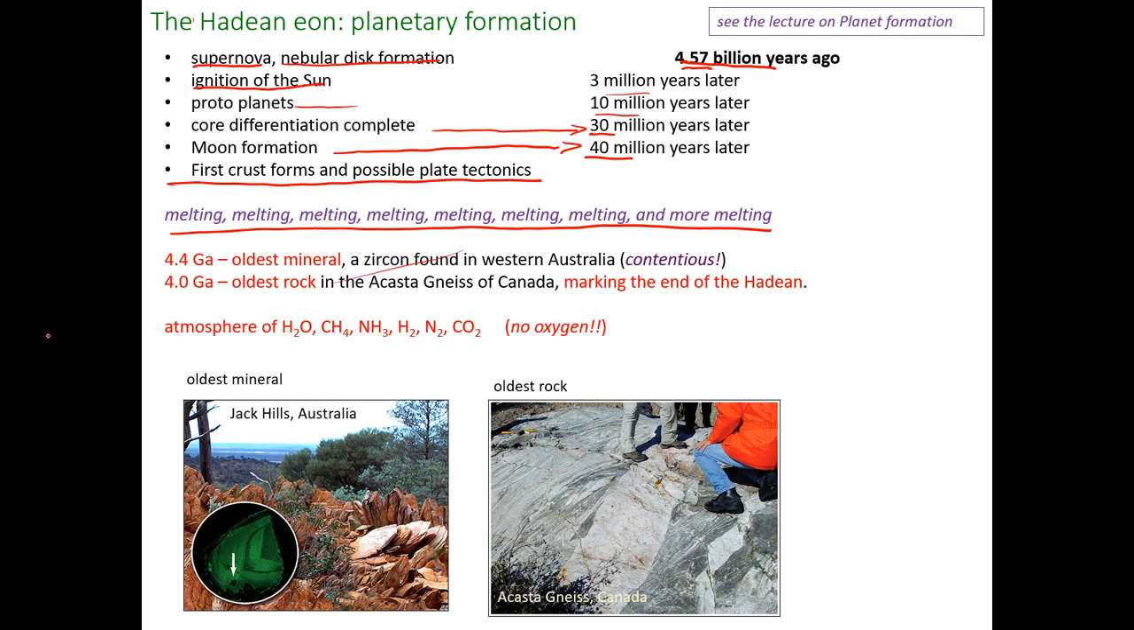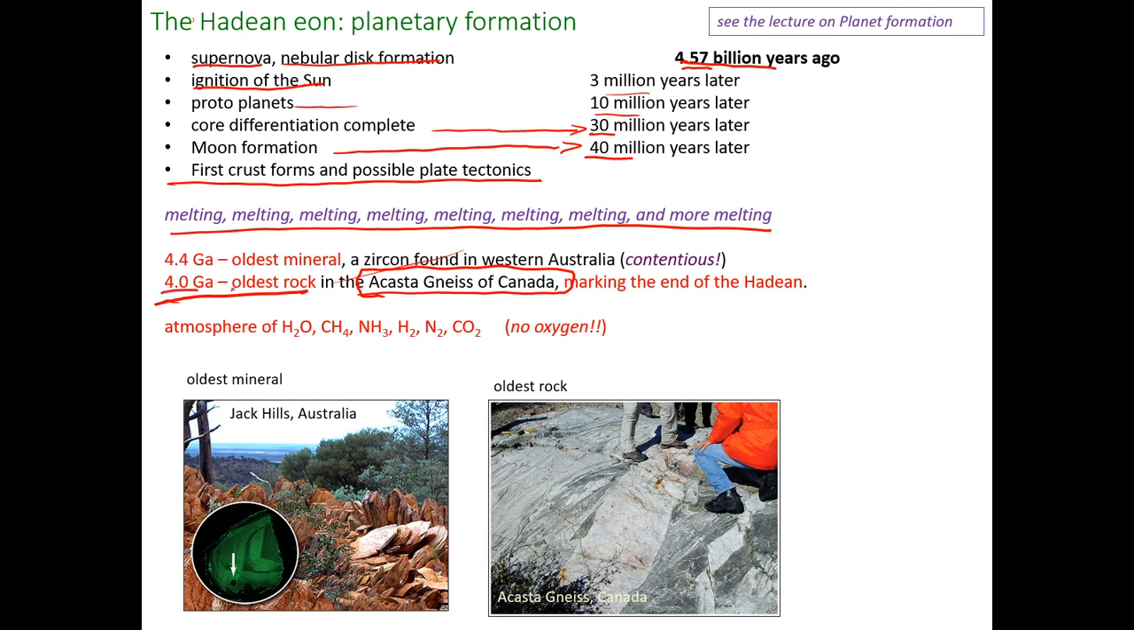Our oldest rock, again, is 4 billion years old. That's when we make the cutoff of the Hadean. It starts with the oldest rock, the Acasta gneiss of Canada. You should know the Acasta gneiss. I could very well ask that on the test: what's the oldest rock? The answer is Acasta gneiss. And you should know how old it is, too. It's 4 billion years old.